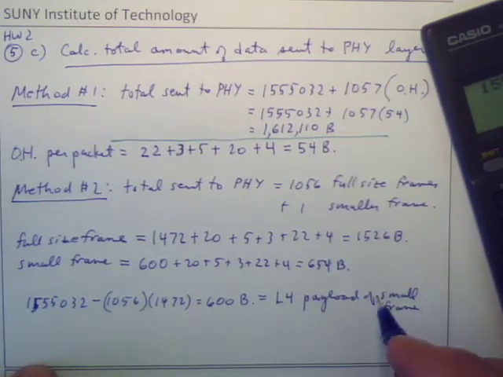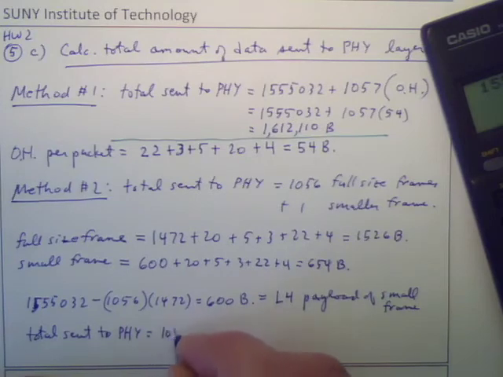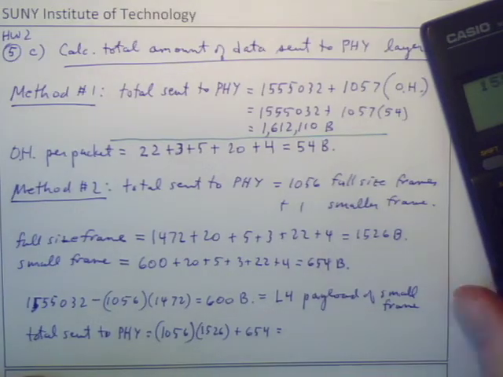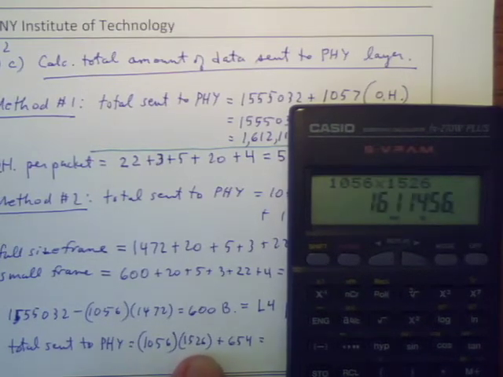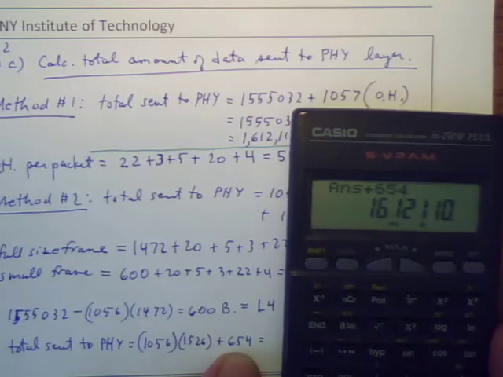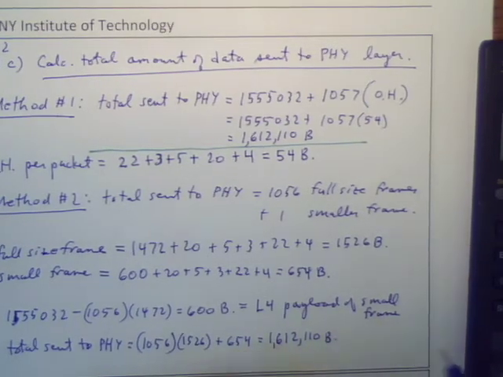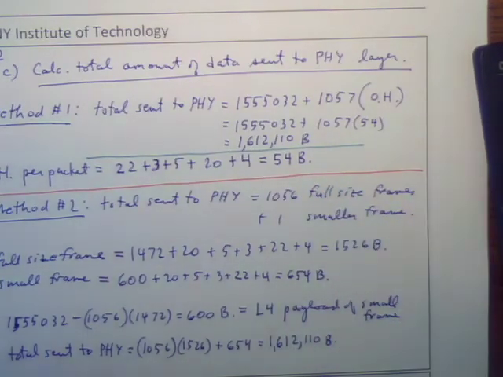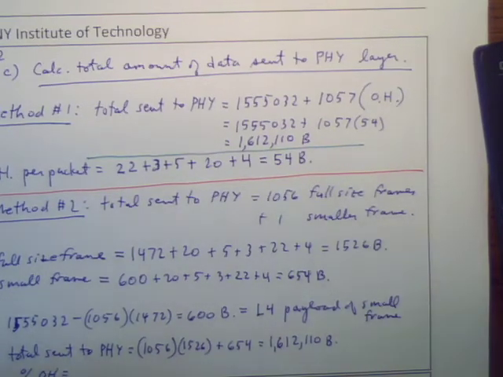And so now I'm going to say that the total sent to the PHY layer is 1056 times the 1526 plus 1 times the 654. And if things are working right, 1056 times 1526 is equal to that, plus 654, and we get the same number, 1612110 bytes. Okay, so there's two ways of doing it. Method 2 requires that you figure out the size of that last packet, which isn't too bad, taking care of everything.